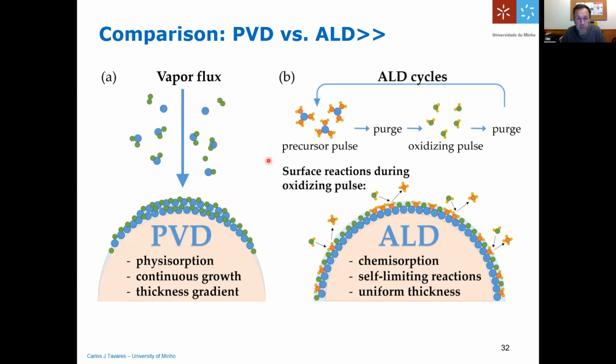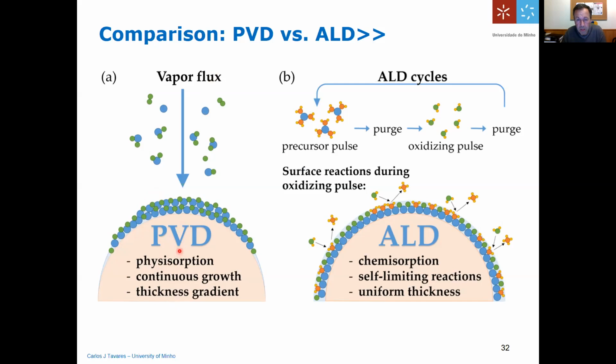Here you can see a comparison between physical vapor deposition and atomic layer deposition. Okay, so in PVD or sputtering or thermal evaporation, you will have a vapor flux, either coming from the target or coming from a crucible. And you will have physisorption of the atoms that reach the surface. You will have a continuous flow. Some atoms will have some mobility and will look for preferential sites for nucleation, and you will have a thickness gradient, especially if you have large substrates compared to the sources, or if you have three-dimensional substrates, not planar substrates.